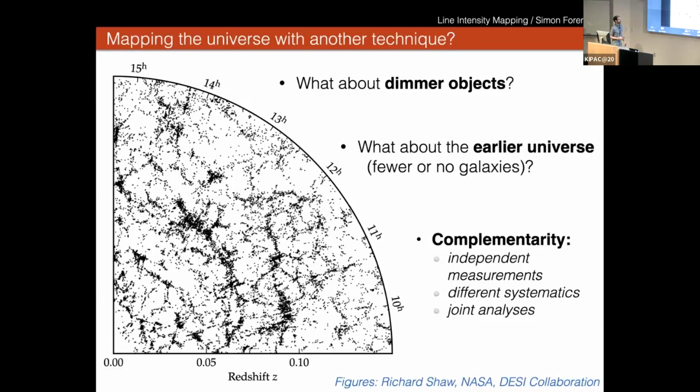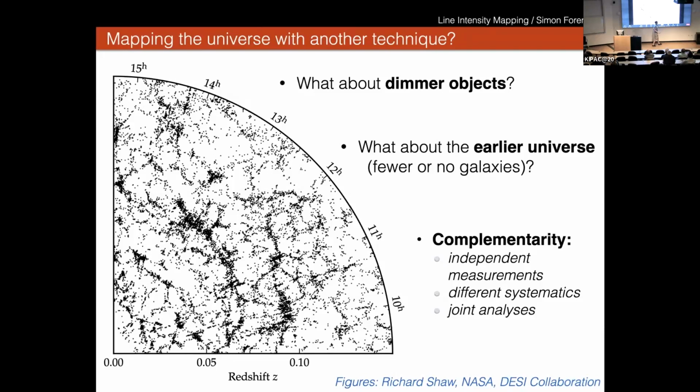And so moving forward, I think we still want to ensure that we have a lot of complementarity in the ways we're learning about the universe with independent measurements with different systematics that we could potentially combine later in larger joint analyses.